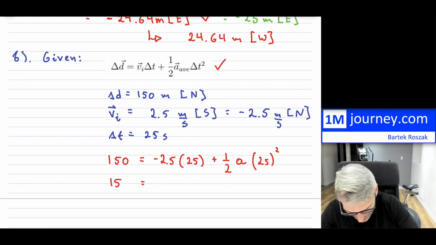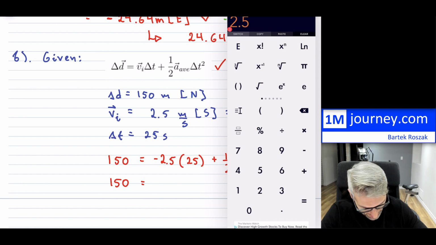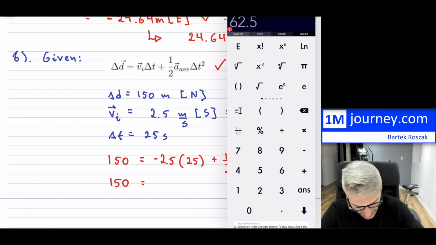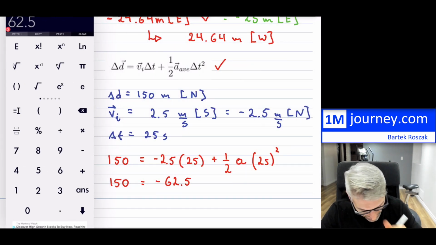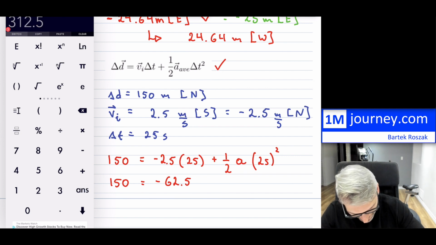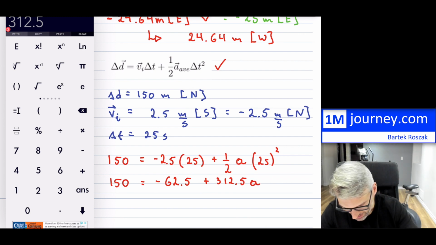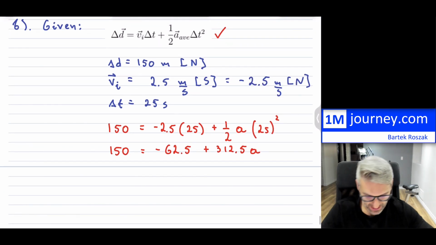All right, so now let's proceed and see what it gives us. Nothing to do on the left-hand side. Now I have to multiply, so this is going to be 2.5 times 25, except it's negative. So this is negative 62.5. Then I have that half, so half is 0.5, multiplied by 25 squared. So this is going to be plus 312.5a. Now don't round yet, okay? We're going to be rounding at the end. So just keep them as they are.